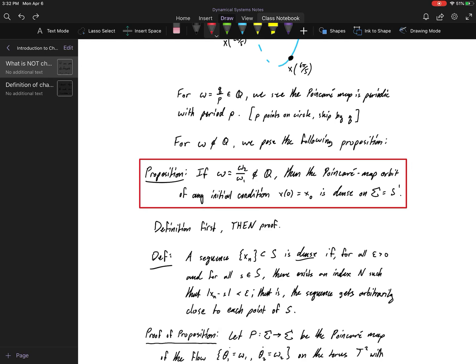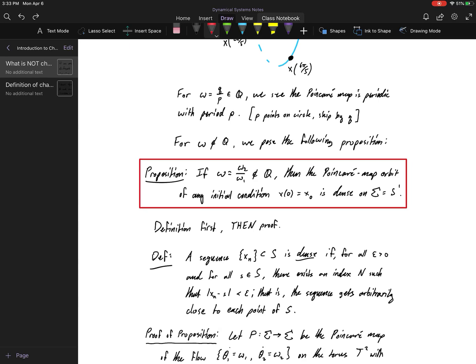So in order to know what I mean by dense, I have to give you a definition. And this is exactly what we're going to do. Right? So I'll tell you that a sequence sitting inside of a set S is dense in that set S if for each tolerance level epsilon and every point in S, there is a time in the sequence, there is an index in the sequence where the difference between xn and that point is less than epsilon. So in other words, the sequence can get arbitrarily close to each point of the set S.